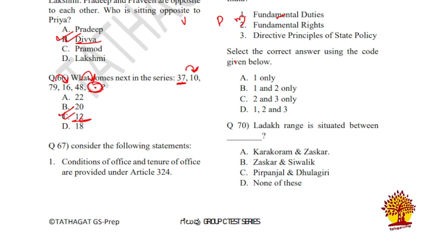Next, 67th question. Again polity related question. Consider the following statement regarding Election Commission. Okay. First one, condition of office and tenure mentioned under Article 374.